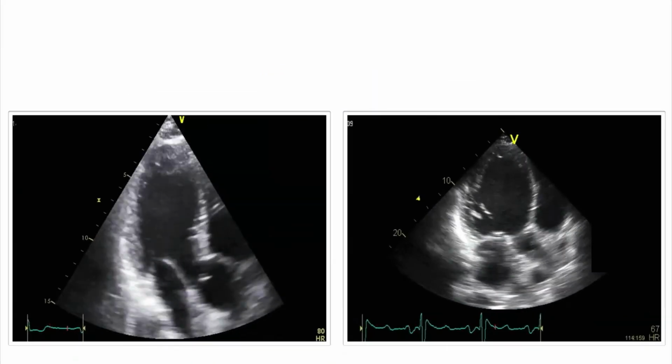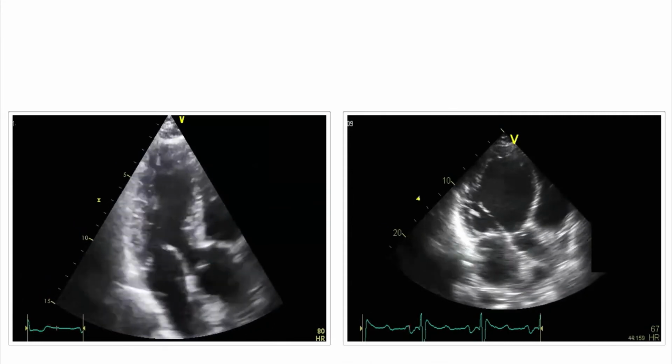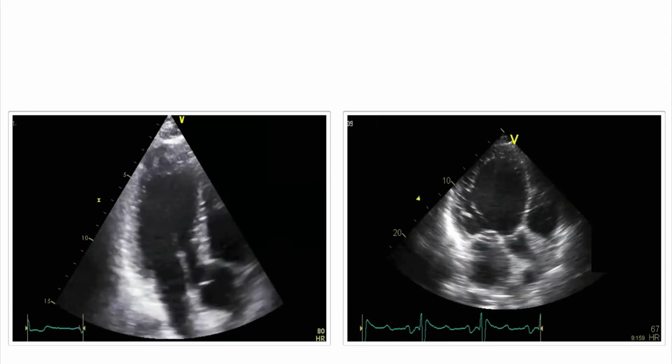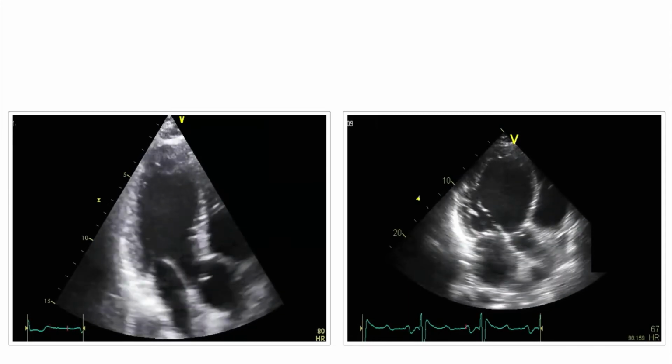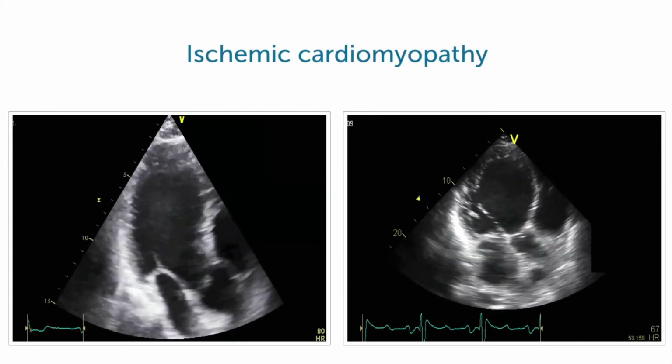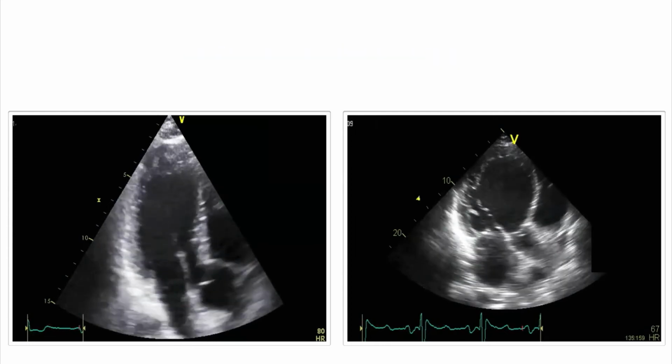And here are some pathologies seen in an apical long axis view. On the left-hand side, again, a normal left ventricle, and on the right, what can you see? Well, an extremely dilated left ventricle with poor left ventricular function. Right. The patient had an anterior infarct. You can see the scar right here, and function is very poor.